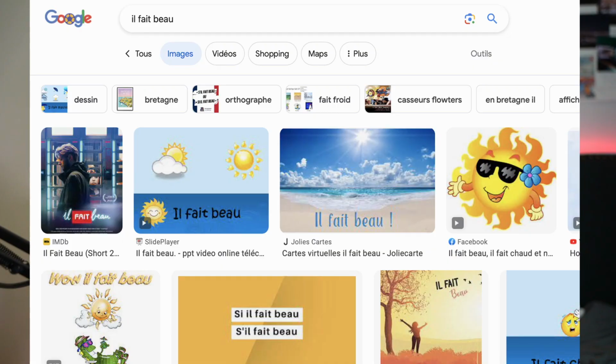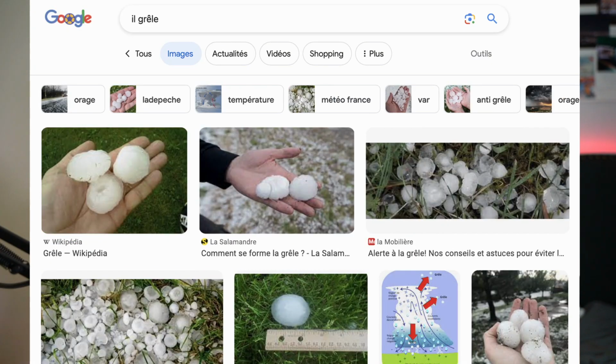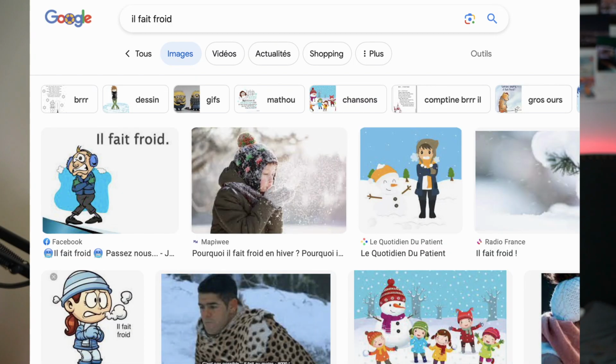There is. But there are also other verbs that we use with this impersonal il, and there are several that we use only with this impersonal il. We have the verbs that describe the weather. So, il fait beau, il pleut, il vente, il grêle, il gèle, il fait froid, all of that.